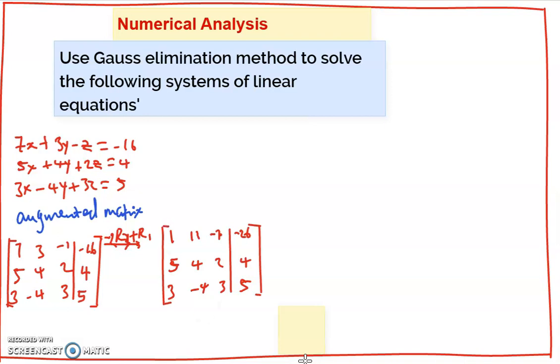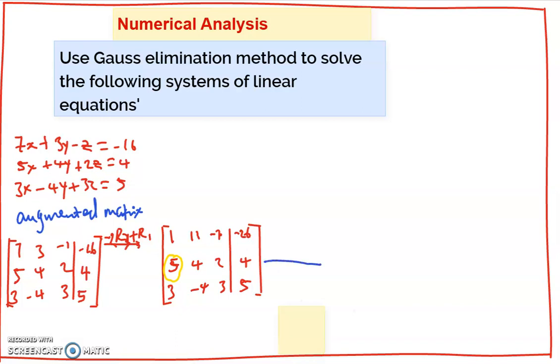Okay, so now that we have this, our target will be to make this second row, this particular 5, to be 0. To do that, we will need to work on row 2.